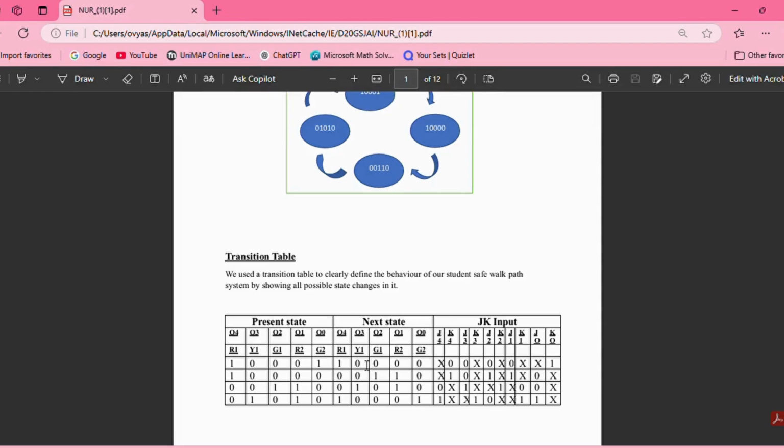And on the second state, we have 10000, where only the red light for vehicles will be on high. In the third state, we have the green light for vehicles and the red light for students on high. And in the very last state, the yellow light for vehicles and the red light for students will be on high, and it will loop.